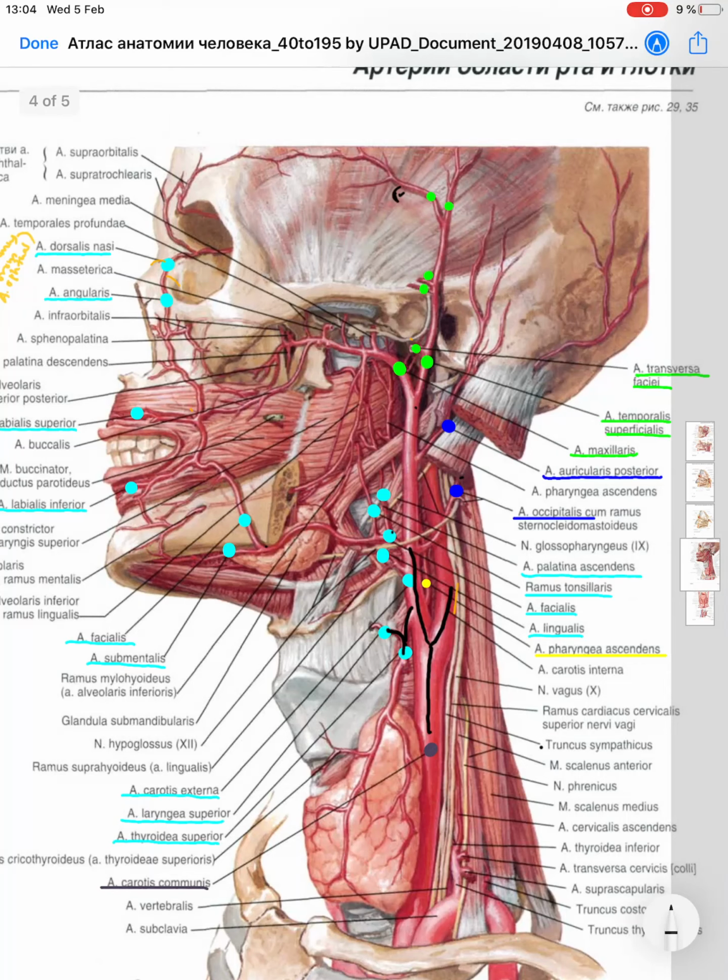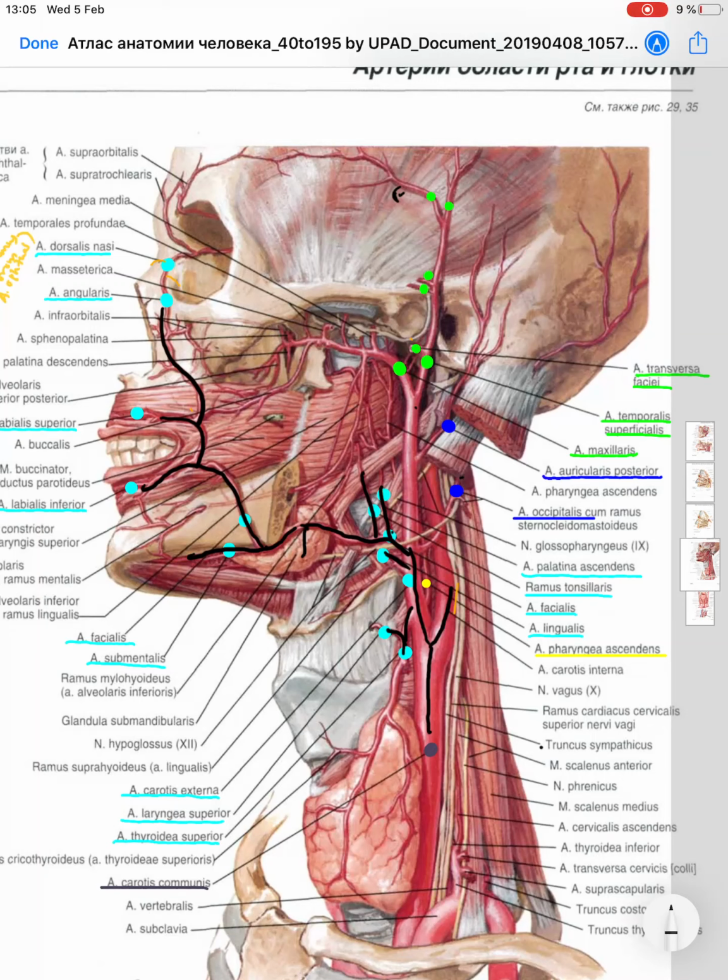Okay, and then we will have the facial artery. So this is the facial artery, and then on its way it will give rise to the ascending palatine artery and ramus tonsillaris, and it will give branches to the submandibular gland, and then it will continue as the submental artery, and it will also give arteria labialis inferior labial artery and the superior labial artery, and finally will continue as the angular artery.